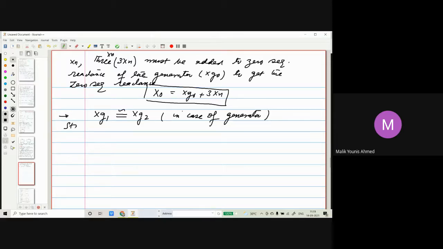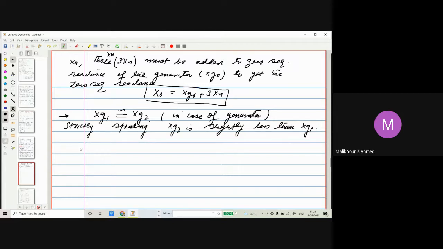But if we speak strictly, that means precisely, strictly speaking, XG2 is slightly less than XG1. That means negative sequence reactance is slightly less than positive sequence reactance, strictly speaking. But if we take in totality, they are almost approximately the same.